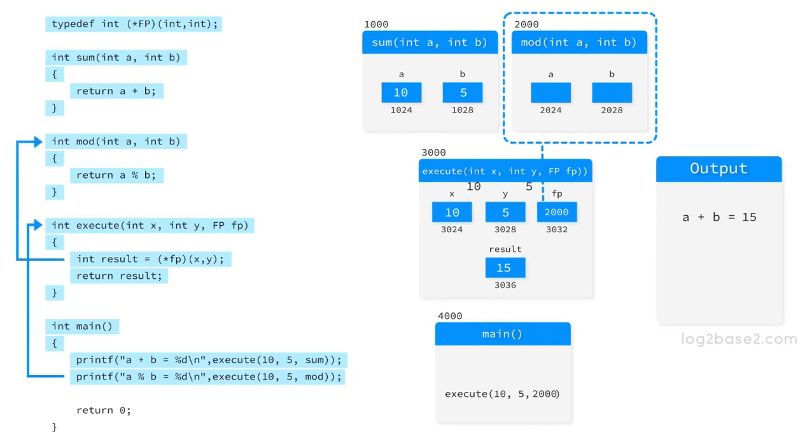There 10 and 5 will be stored in a and b, and a mod b, that is 10 mod 5, that is equal to 0, is returned to the calling function execute and it will be stored in the variable result. And this result is returned to the calling function main and it will be printed on the screen. So we get the output a mod b equal to 0. And finally the program returns 0. So that is how we pass a function pointer to a function.